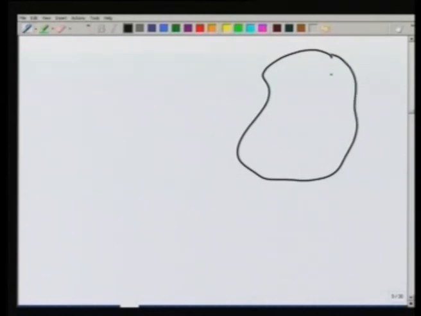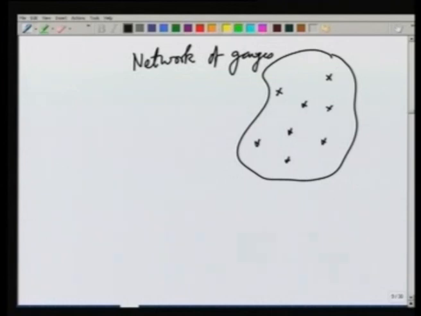The location of the gauges, as we have seen, there are a few limitations on how to locate the gauges. For example, open area near that, height also has to be decided, but the network of gauges has to be also properly designed. So, not only the location, but the density also has to be clearly defined.